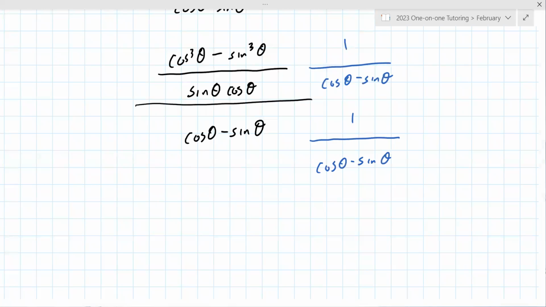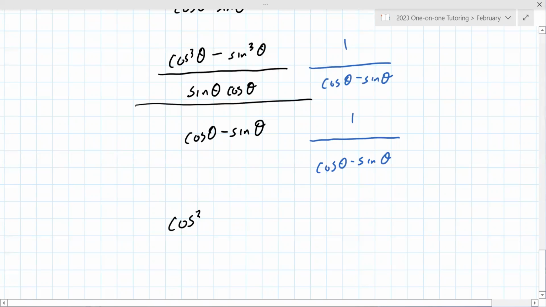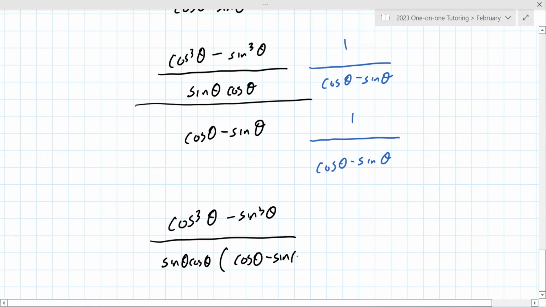And so our next line, we're getting really close. I know maybe it doesn't seem like it, but we're really close here. Cosine cubed theta minus sine cubed theta over sine theta cosine theta times cosine theta minus sine theta. And you may feel like, well, we're not even close, but we really are.